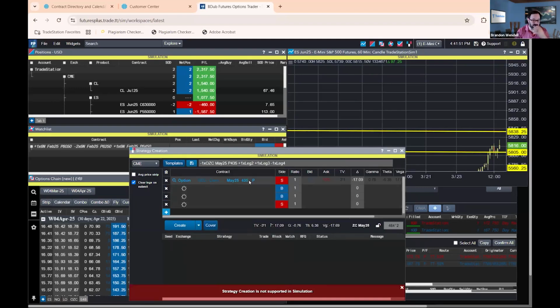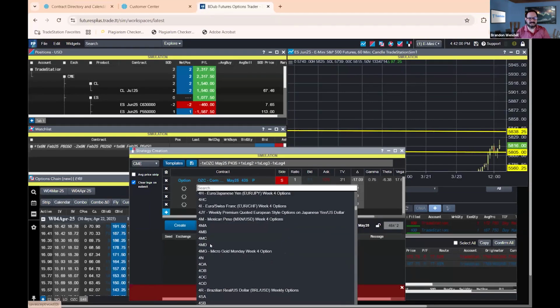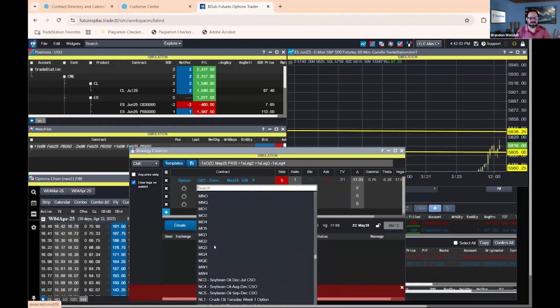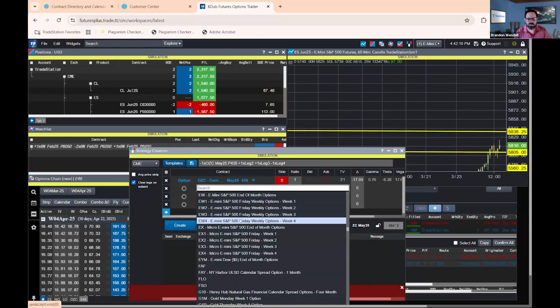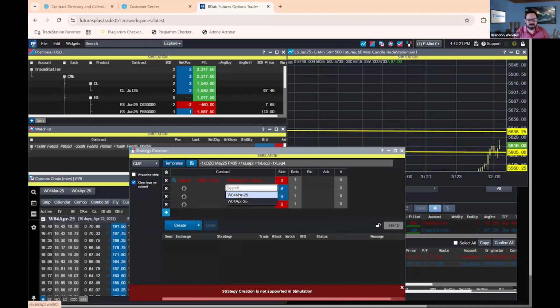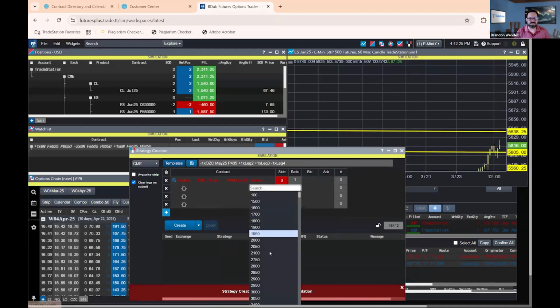and look what it's going to do. Sell, buy, sell. It loads up the legs for you. You could fill them out. Again, I'm looking for ES. So I just go down to the correct ones, but went too far. ES, E-mini S&P week 4. Oh, look at that. March 25 and the strike.